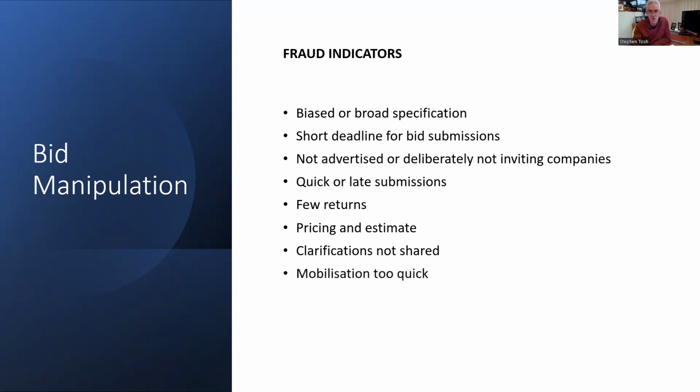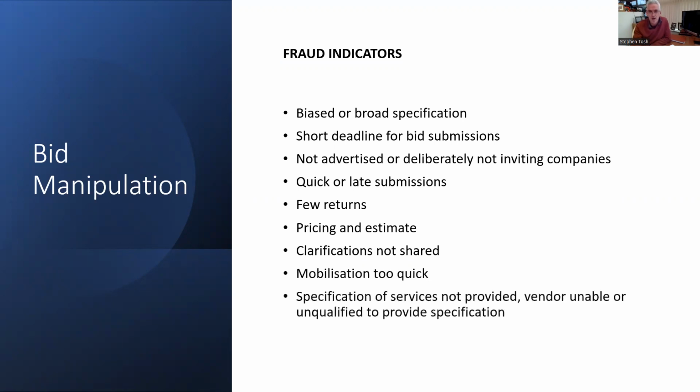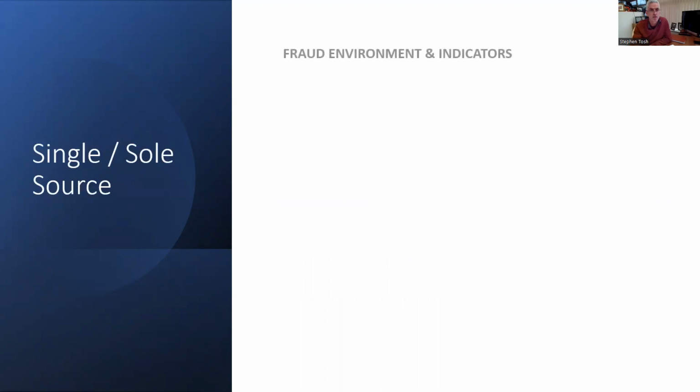Again, mobilization too quick, which I talked about. On the specification of the service not provided, vendor unable or unqualified to provide the specification. So is the contractor bidding on work that he hasn't got the specification or capability to provide? Again, apologies if I'm rushing through these. Within this hour, there is a lot of information to provide.